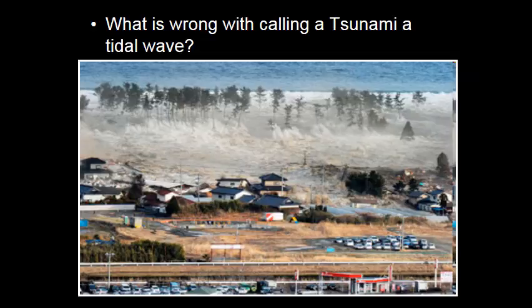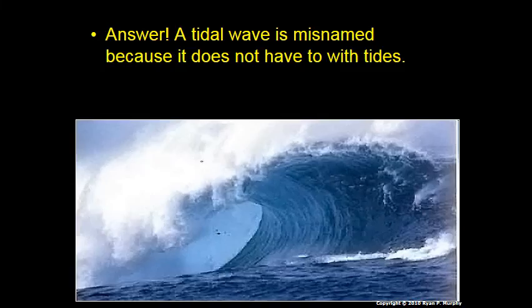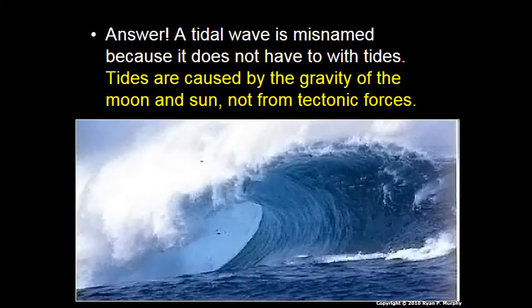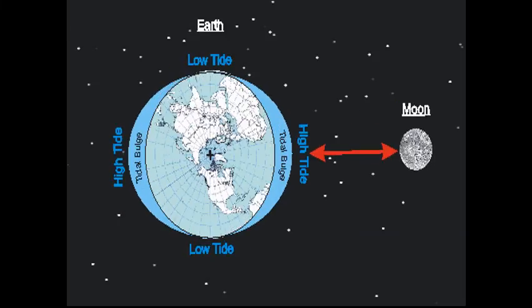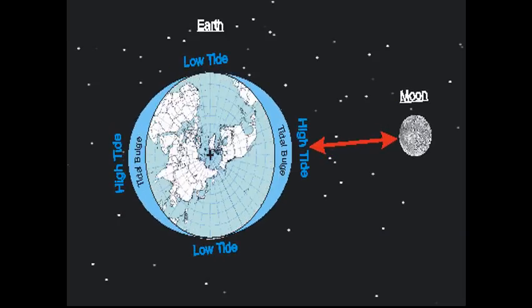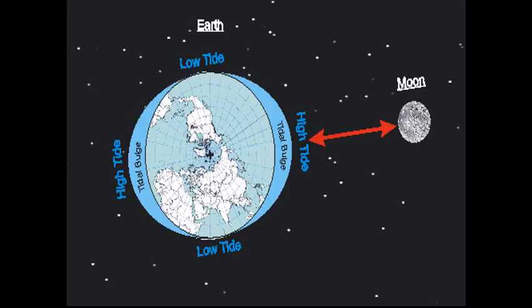So what's wrong with calling a tsunami a tidal wave? Well, you should know this, right? Tidal waves are caused by tides, by the pull of the moon and the sun's gravity. This has absolutely nothing to do with tides, so let's get rid of the word tidal wave and not call it that anymore. The correct word is tsunami. So you guys know this is what causes tides, not earthquakes and things like that.